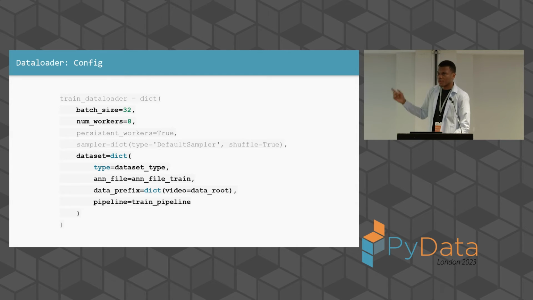While the dataset type was a variable defined earlier, the ann file train refers to a text file, which we are going to be looking at soon. A text file that contains the file name and the class for the action being performed in that file. Your data prefix, which could be your train folder or your test folder, while the train pipeline is the train pipeline defined from earlier, which is this one. Since it's the data loader, it needs the train pipeline to perform actions on your videos before it loads them into the training process.